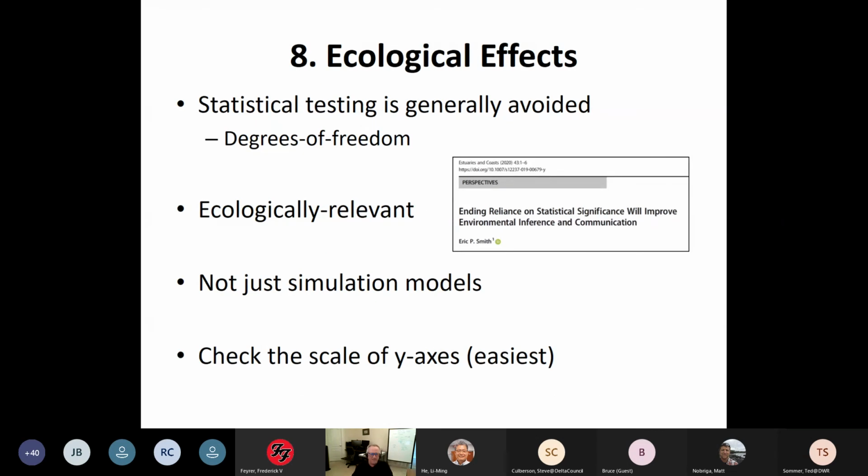Ecological effects. Statistical testing of this kind of model output's probably avoided. Why? I can take the same difference in predicted Delta Smelt abundance, just do more runs, and now it's statistically significant because I have more degrees of freedom. So really focus on the relevance to the ecology on the responses. And this is true not just for simulation models. There's a paper by my friend Eric Smith recently. Stop with the significance stuff and look at effects.